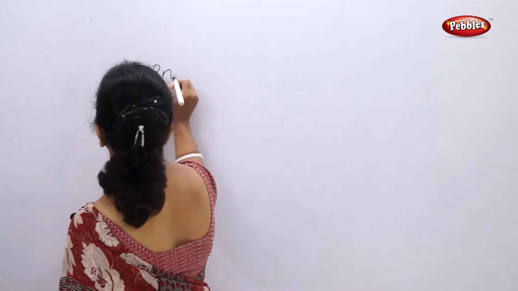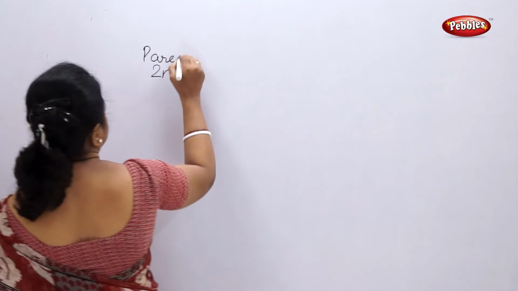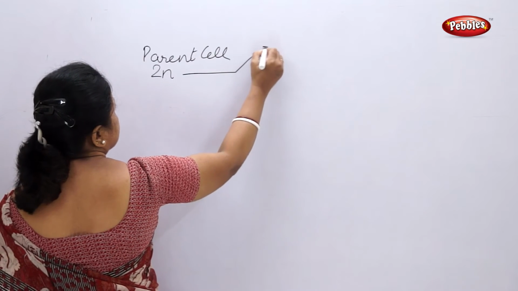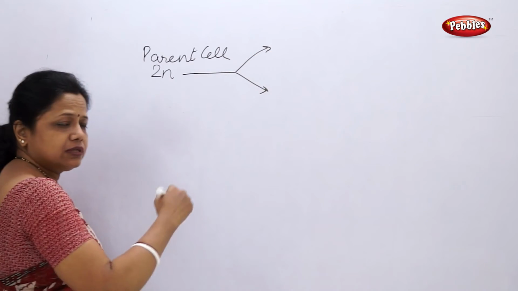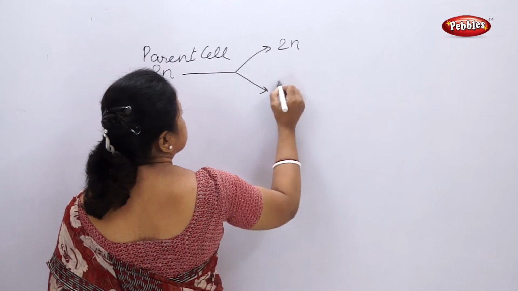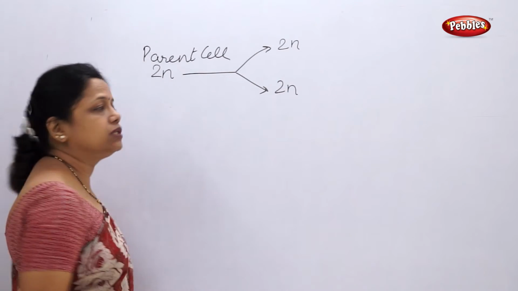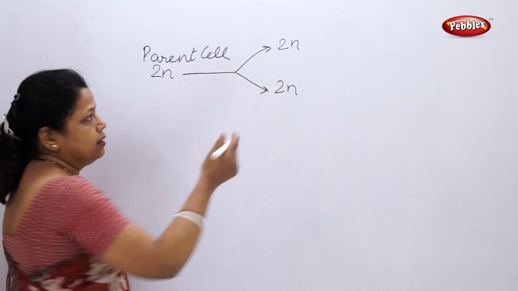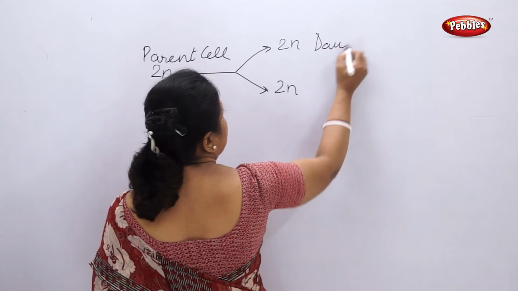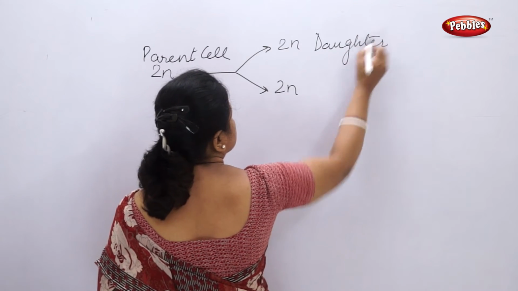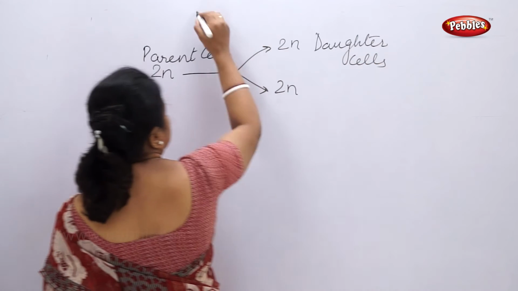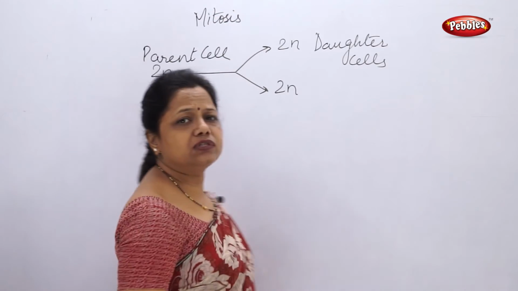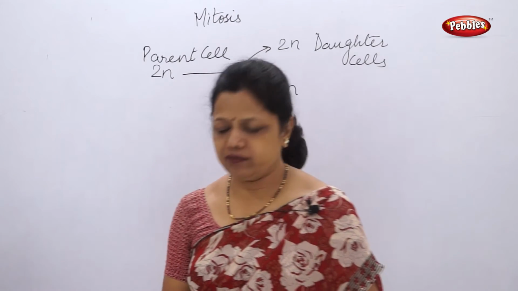You can show it like this: the parent cell has 2n chromosomes. Now exact division takes place and 2 daughter cells are formed without changing from diploid to haploid, without changing from 2n to n. This is the diagrammatic representation of mitosis, and this is how you can show that mitosis takes place in somatic cells, which is only responsible for growth and development.